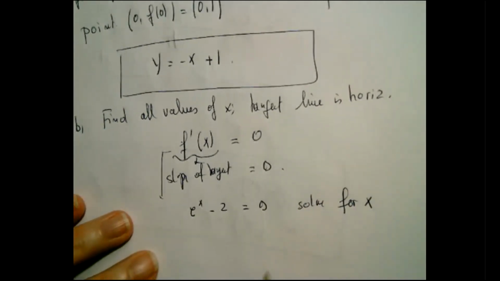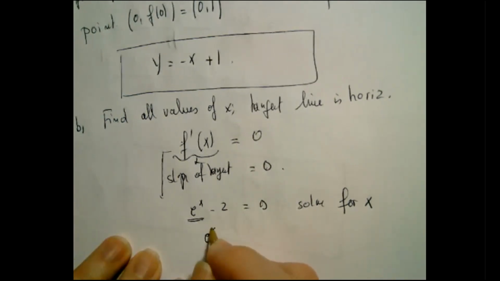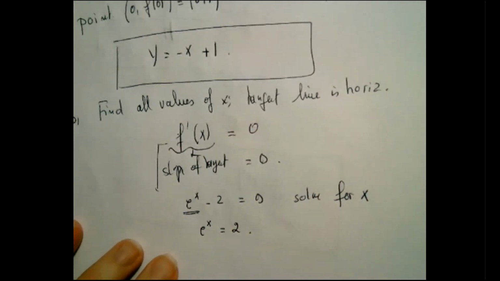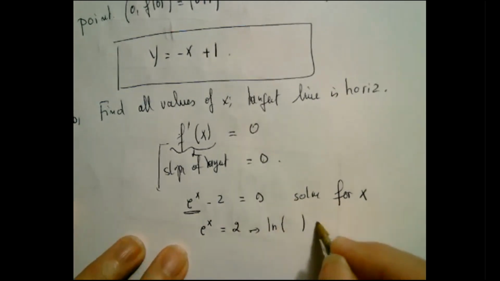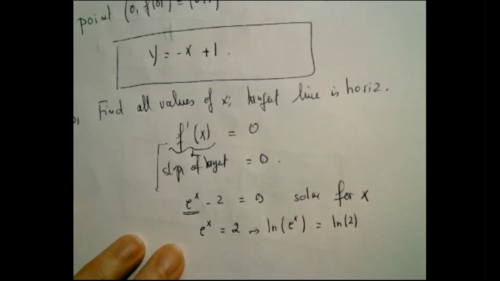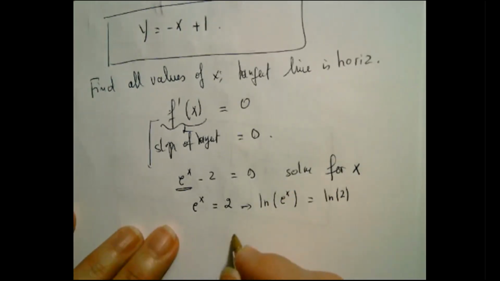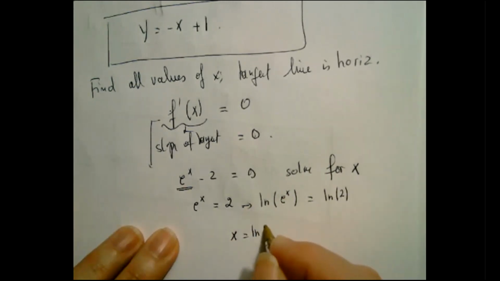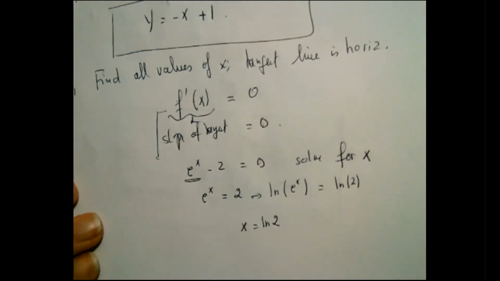All right, e to the x minus 2 equal to 0. We've learned at the beginning how to solve those. First I isolate my exponential term, e to the x equal to 2. Once I isolate the exponential, I take the natural log of both sides, ln of e to the x. Now I use the property that ln of e to the x is x itself, which is ln of 2. A value where picking it up from a calculator is almost next to impossible to know that it's ln of 2.